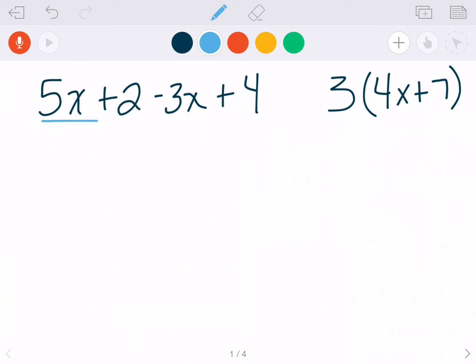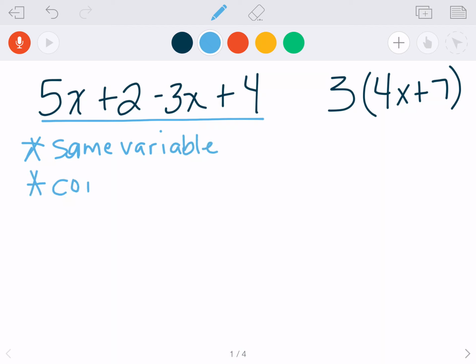So I have the expression here, 5x plus 2 minus 3x plus 4. I want to get this as simplified as possible, so I need to put like things together. Remember, when you're combining like terms, you can only combine terms that have the same variable or terms that are constants. And remember, a constant is just simply a number.